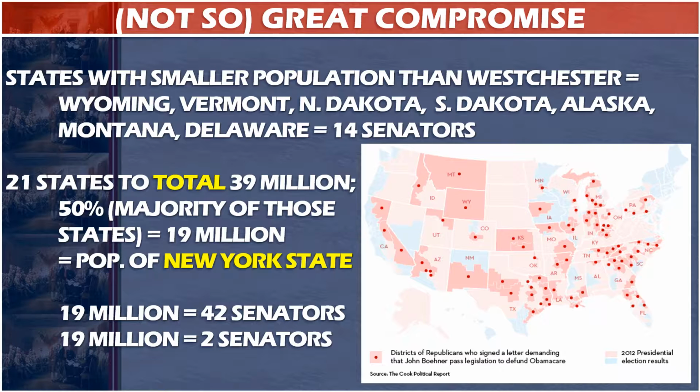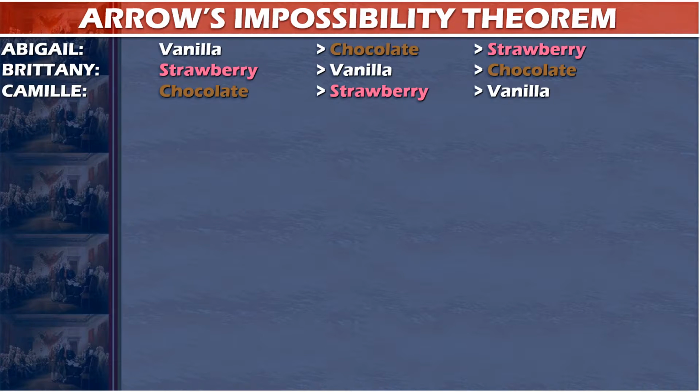But imagine, for example, if you could get a few small states that could be able to stop legislation that's favored by the majority of the country and the majority of the population and the majority of the legislators. One way of thinking of this is what's called Arrow's impossibility theorem.